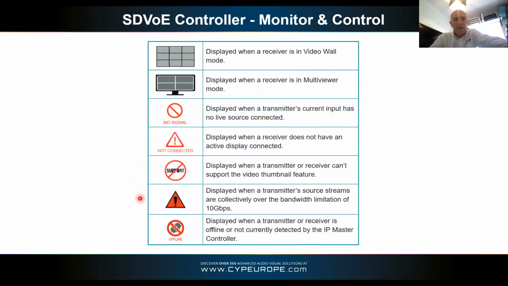And then you get the warning triangle. This is displayed when the transmitter source streams, and this is the important bit, collectively over the bandwidth limitation of 10 gigabits per second. There's actually another warning symbol that I can't remember, and we don't have it here, that tells you it's getting close to the 10 gig. What we've got to remember is we have a bandwidth limitation, and that limitation is actually the network switch. Even the fiber ports on a 10 gig switch are only 10 gig in, 10 gig out. So whilst the SDVoE hardware could, strictly speaking, stream above 10G, it has to try to make sure everything's within 10G. So this tells you that actually you're going too far.